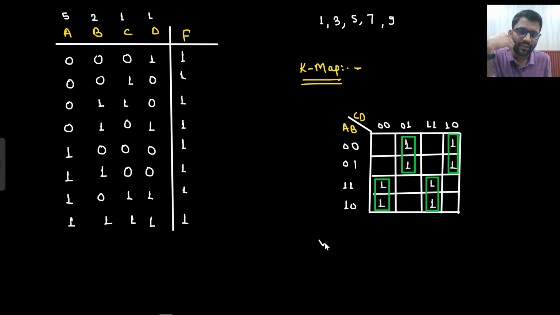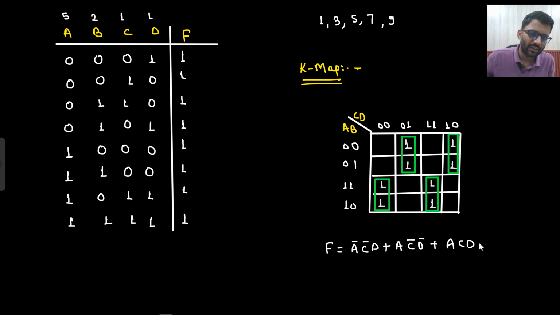So here, what will be my f? In this one, if I check, a bar is not changing and c bar d, plus in this one c bar d bar is not changing and a is not changing, so a c bar d bar. In this one, c d is not changing and a is not changing, so a c d, plus in this one a bar is not changing and c d bar is not changing. So this is your final output, right?